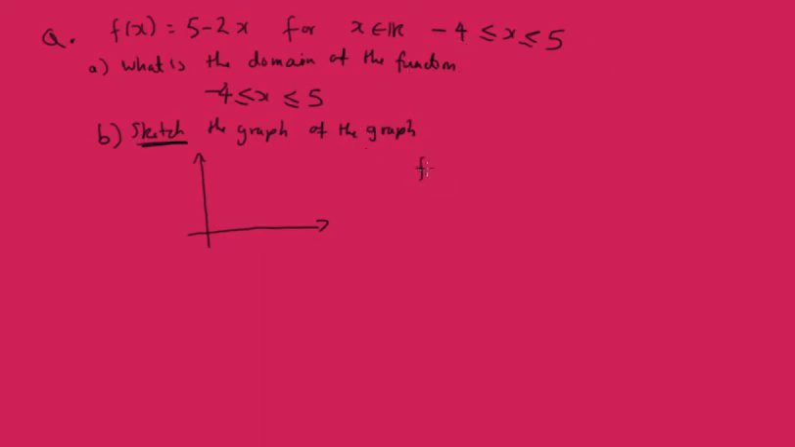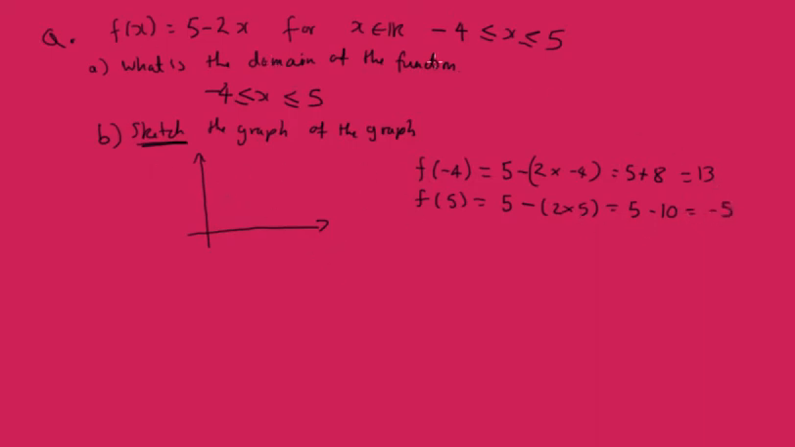So let's find out firstly what f of minus 4 would be. 5 minus 2 times minus 4 equals 5 minus, that's going to be minus 8, so it's going to be plus 8, which is going to be 13. And then we're going to have f of 5, so 5 minus 2 times 5 will be 5 minus 10, which is going to be minus 5.